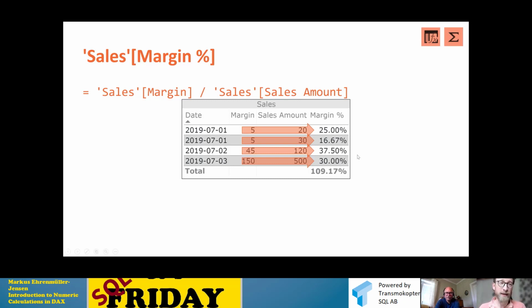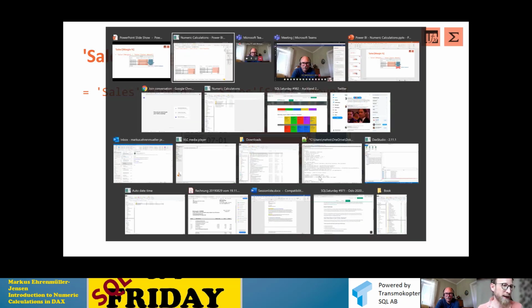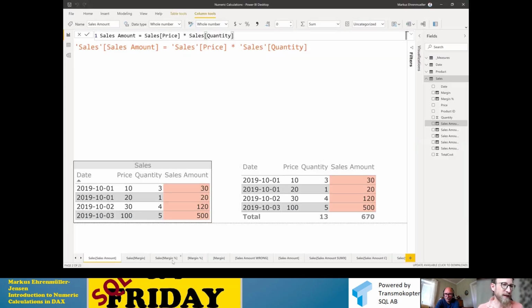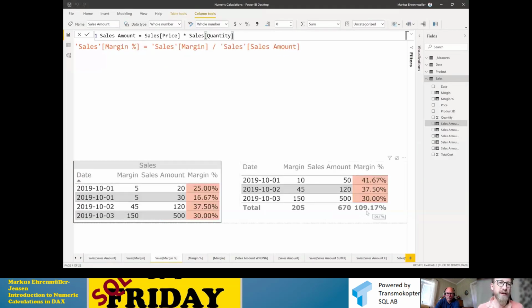Why is this happening? Because we have a calculated column, and as you remember, for the calculated column we have an implicit measure defined. We didn't define it. Power BI did this for us, and the implicit measure currently shows a sum. So it's summing up the 25 plus the 16 plus the 37 plus the 30, and that's 109. And this, of course, is rubbish. We cannot publish a report like this because this number is wrong. And we can also see this in Power BI. Going there to the margin in percentage, we see this 109 is here.